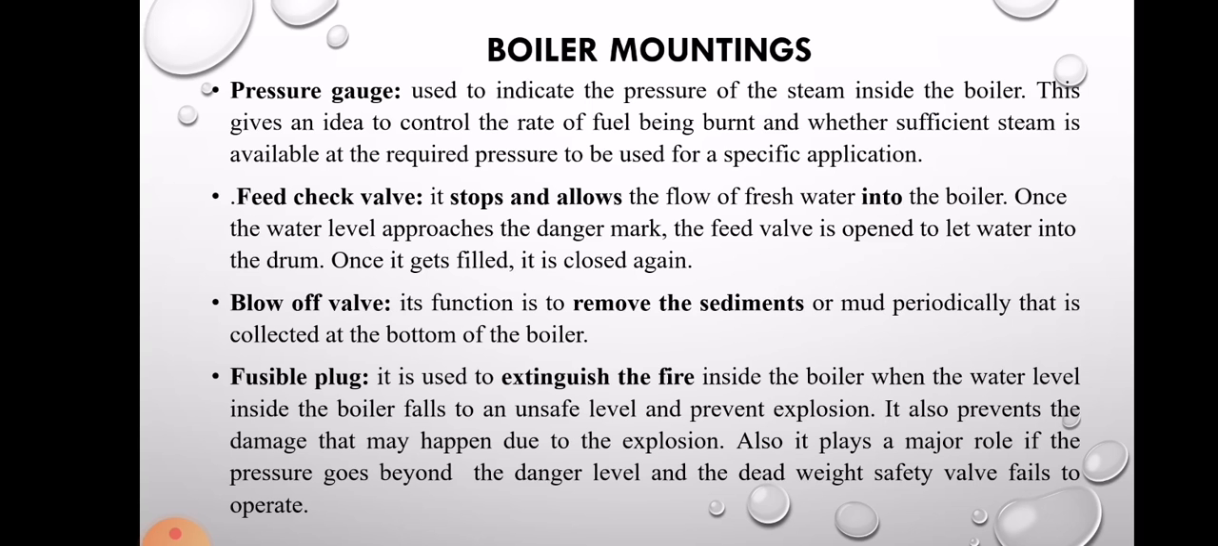Then we have a feed check valve. As I just mentioned, when the water level goes below a certain level, then water has to be let inside. So it stops and allows the flow of fresh water into the boiler. Once the water level approaches the danger mark, the valve is opened to let water into the drum. Once it gets filled, it is closed again.